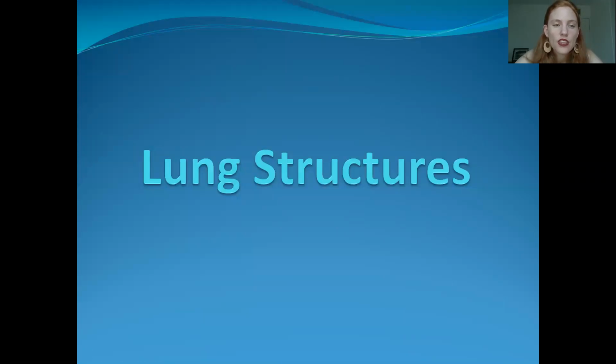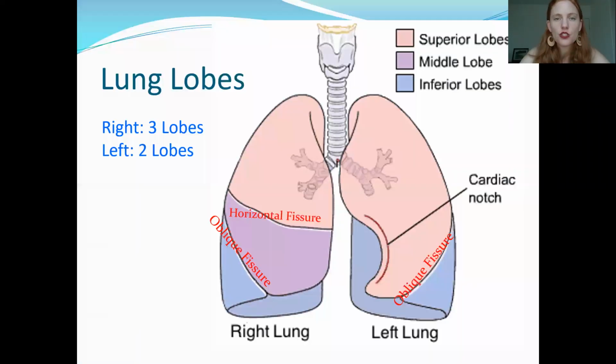Okay, here we are on the last little piece, the third piece of the respiratory structures lecture, and we're just going to talk about a couple of the macroscopic structures of the lungs. So big structures here, starting with the lobes of the lungs.